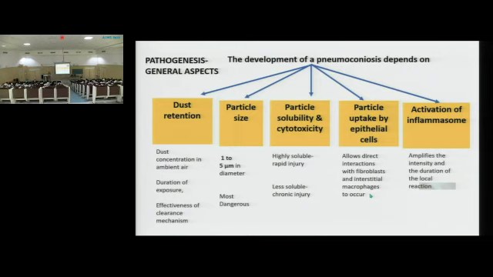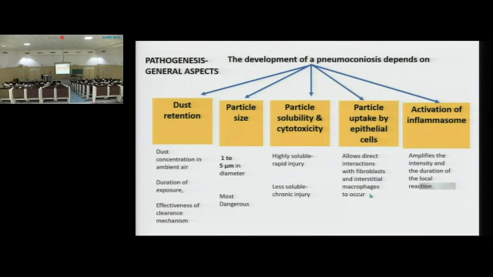So exactly, what is the general pathogenesis of pneumoconiosis? What are the factors that matter in the pathogenesis, or that contribute to the development of pneumoconiosis? First will be the dust retention, size of the particle, particle solubility and their ability to cause cytotoxicity, then particle uptake by the epithelial cells and activation of inflammasomes. So all these factors contribute in the development of pneumoconiosis.